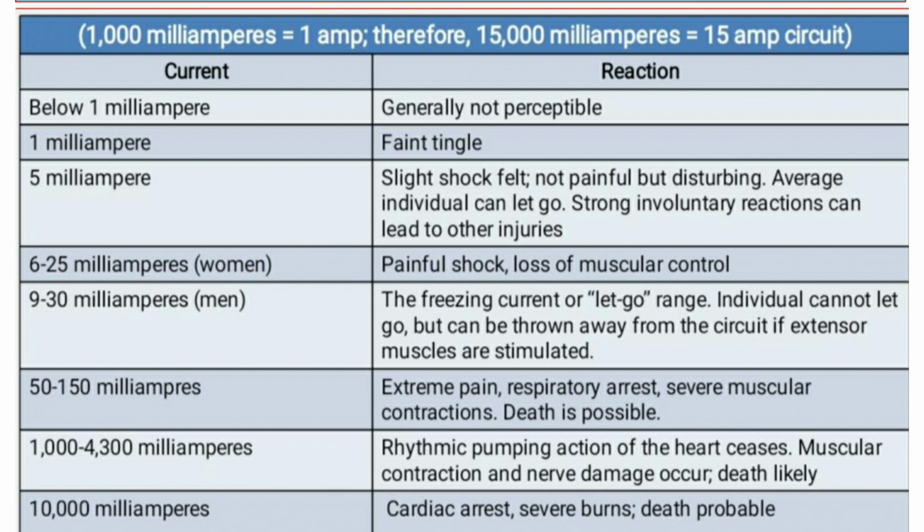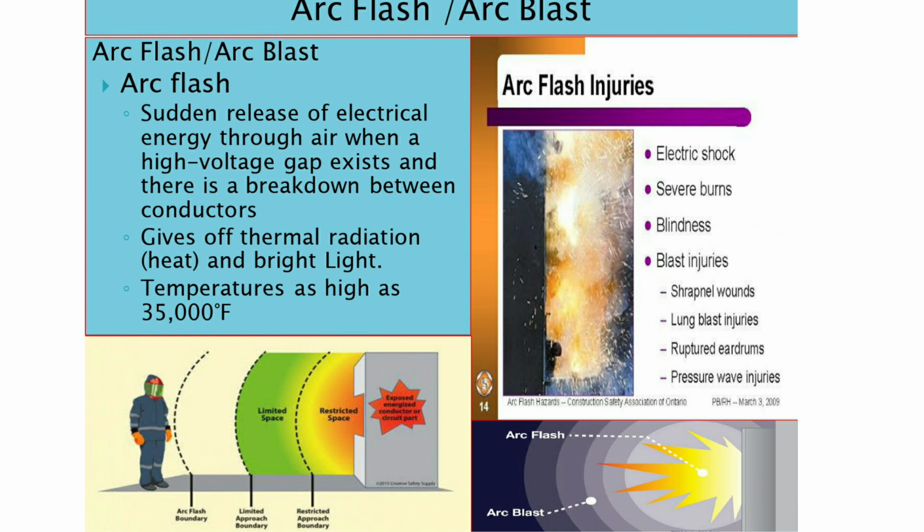50 to 150 milliamperes: extreme pain, respiratory arrest, severe muscular contractions. Death is possible. 1000 to 4300 milliamperes: rhythmic pumping action of the heart ceases. Muscular contraction and nerve damage occur. Death likely. 10,000 milliamperes: cardiac arrest, severe burns, death probable.